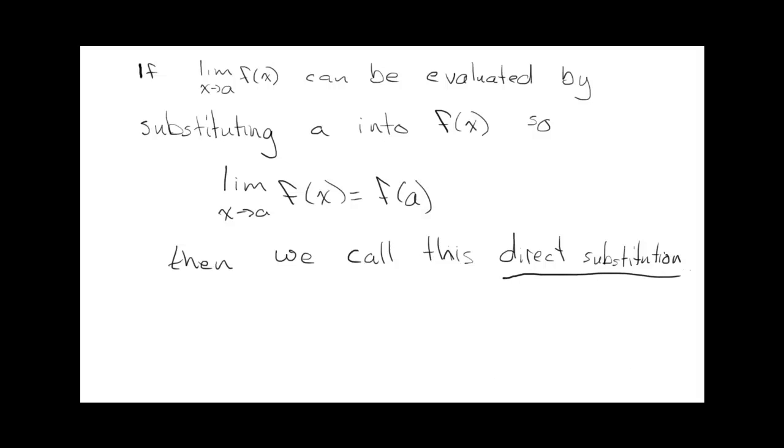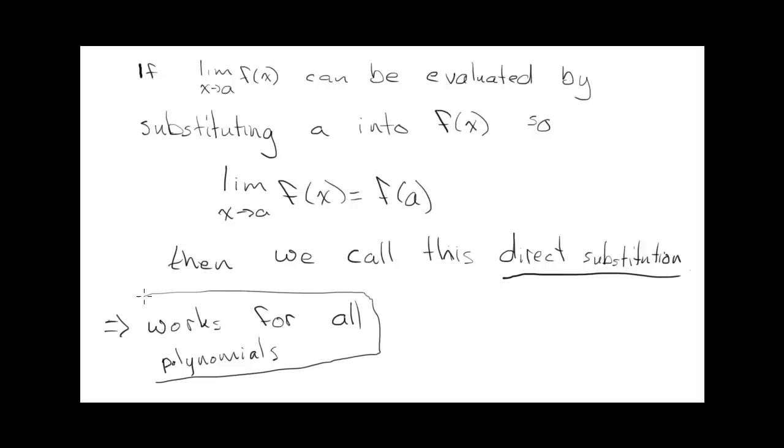Okay, so when will this work? Works for all polynomials. So that's what we saw in the last example, right? It works for all polynomials. So now when you're given the limit for a polynomial, you don't have to go and break it up with all those properties. You can just use direct substitution.